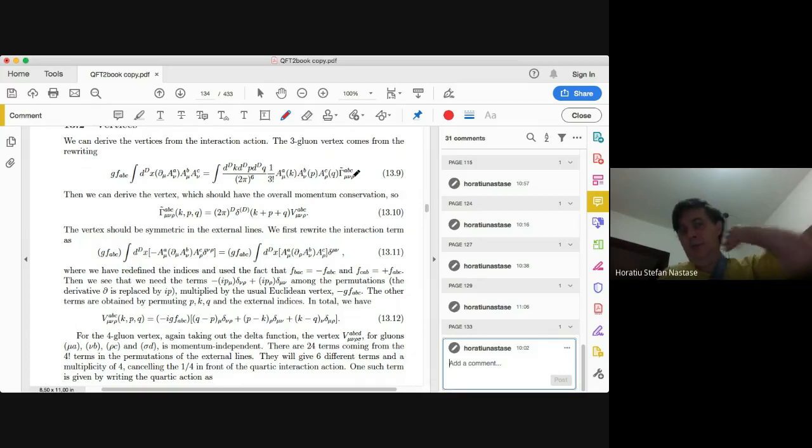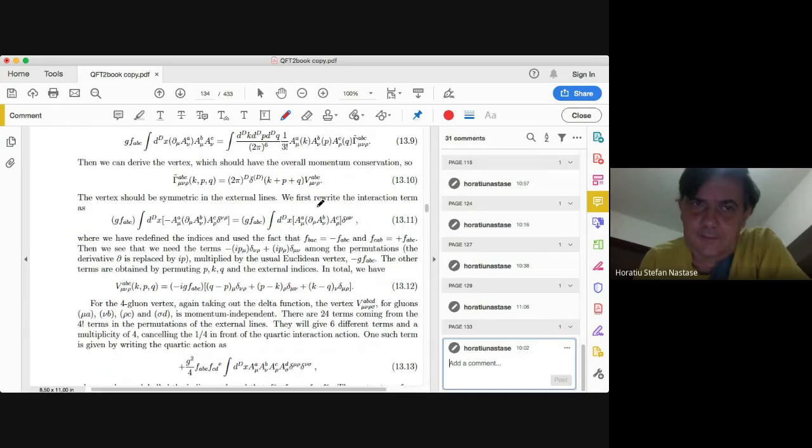But moreover, as you remember, there's the overall momentum conservation delta function. So there's actually (2 pi)^d delta^d(k plus q plus p). And then this is the vertex, well, the reduced vertex, so to speak, that we want to calculate, V mu nu rho ABC depending on k, p, and q. So to write this, I have to remember that the vertex should be symmetric in all the external lines.